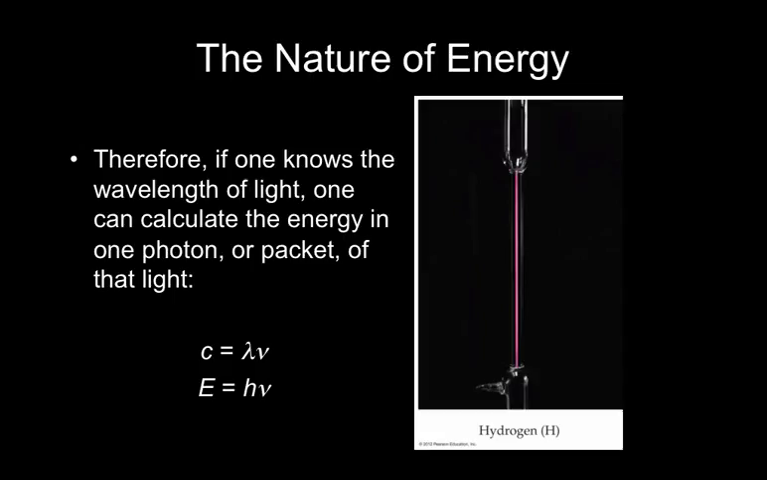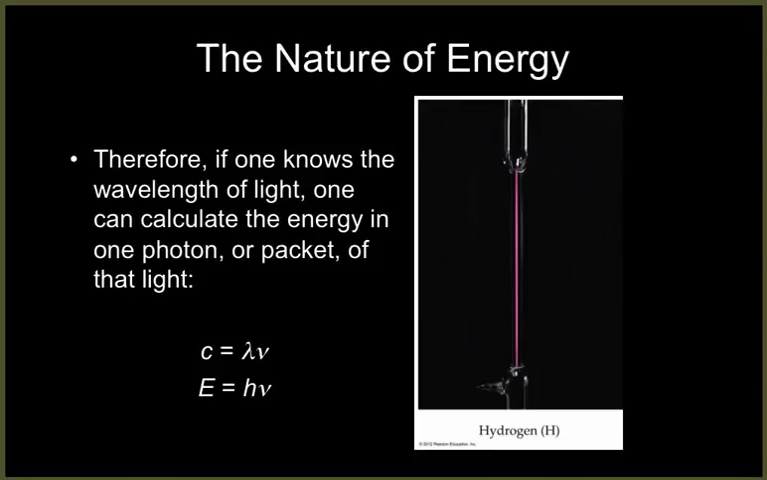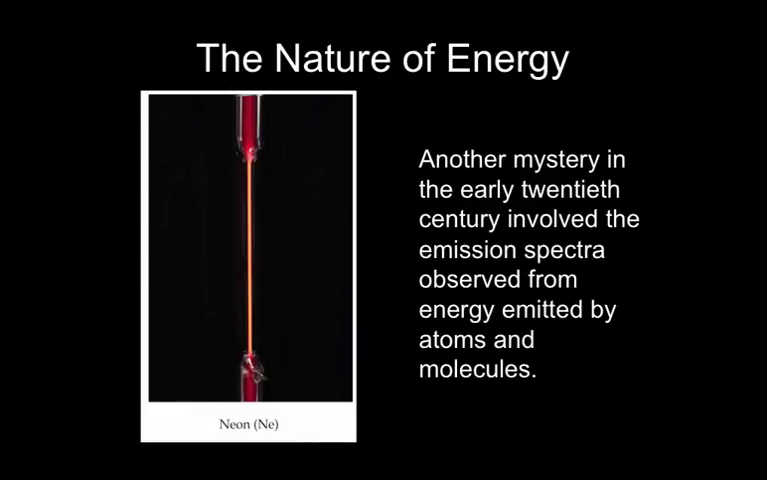In the last set of notes, we talked about c equals lambda nu, which was the speed of light equals the frequency times the wavelength, or the wavelength times the frequency. Now we can look at E equals h nu, so the energy equals Planck's constant times the frequency. Another thing they were having a hard time explaining was the emission spectra: when you run electricity through a tube filled with gas, you see energy emitted by the atoms and the molecules.